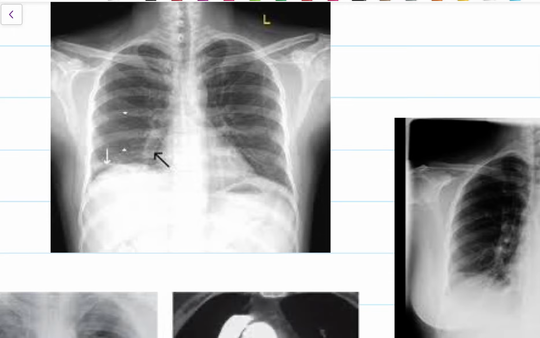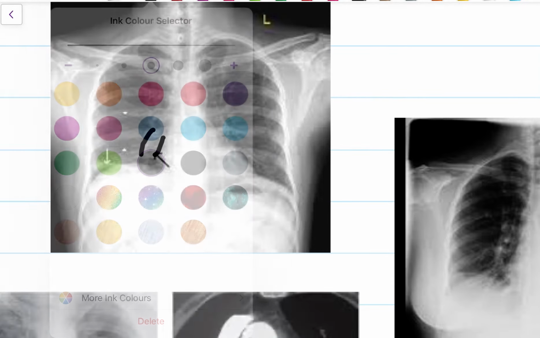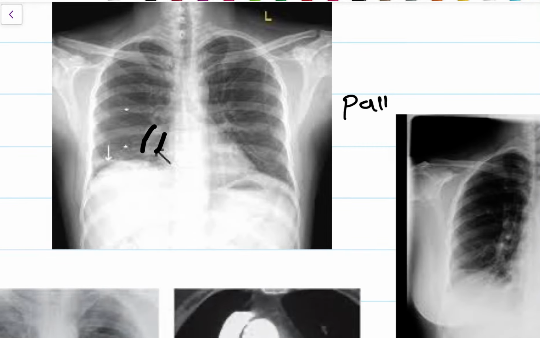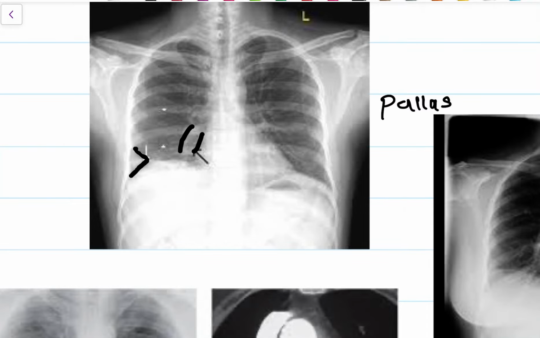See this X-ray. What you see is there is a dilatation of this vessel, that is, the pulmonary artery getting dilated. So this is Palla's sign. Then you can see that there is a wedge shaped consolidation here. That's the Hampton's hump.